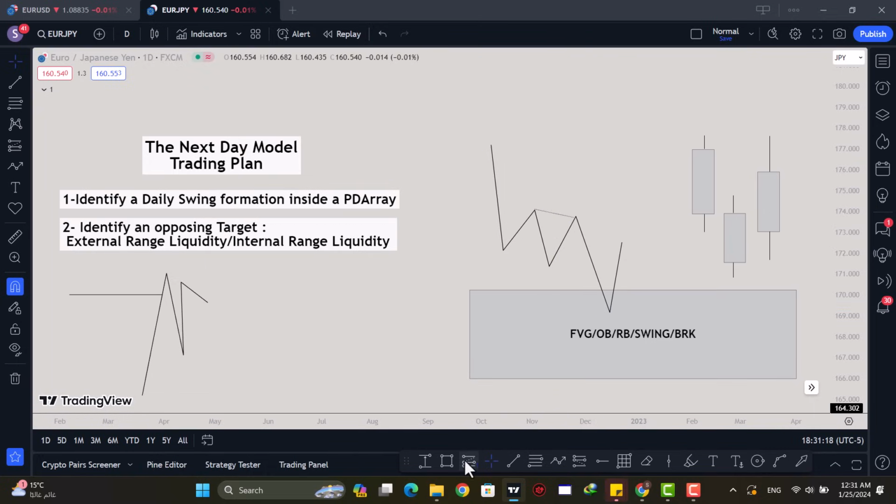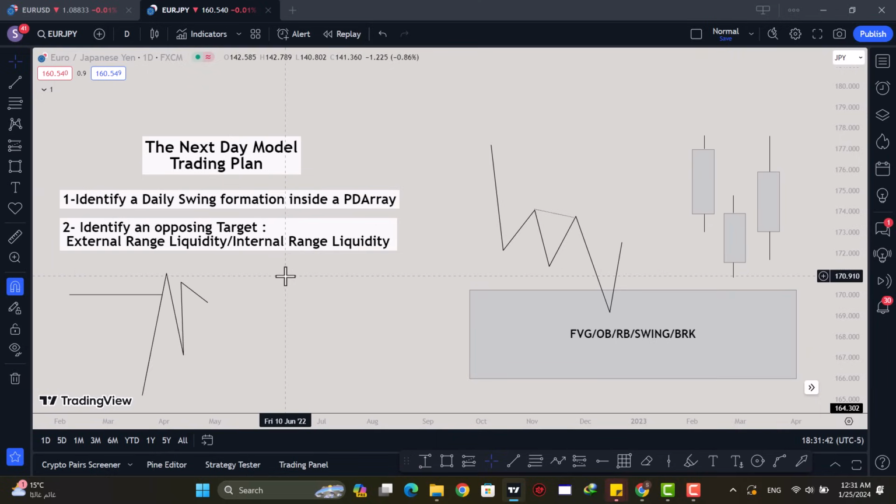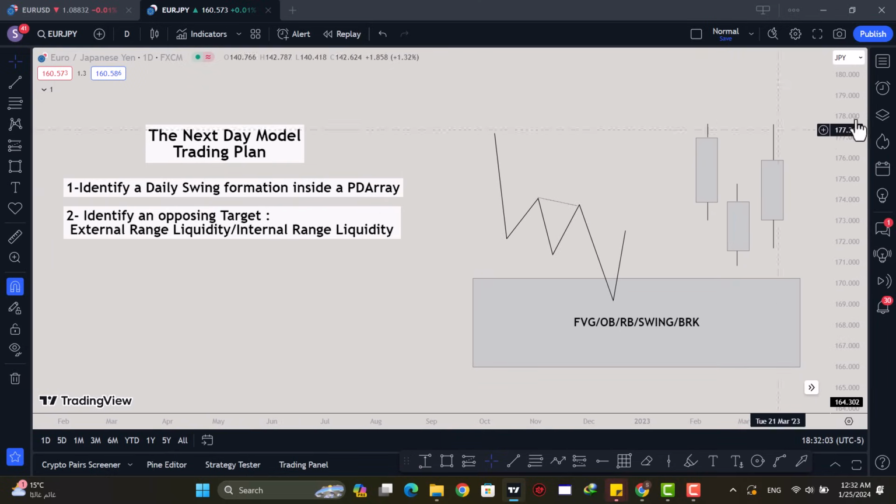It can also be a fair value gap right here, for example, right? So the example I showed you right here is only one of many cases. It can also be like this, hitting a PDRA, leaving a fair value gap right here, right? So just to make things clear. Now let's move on to the third step.